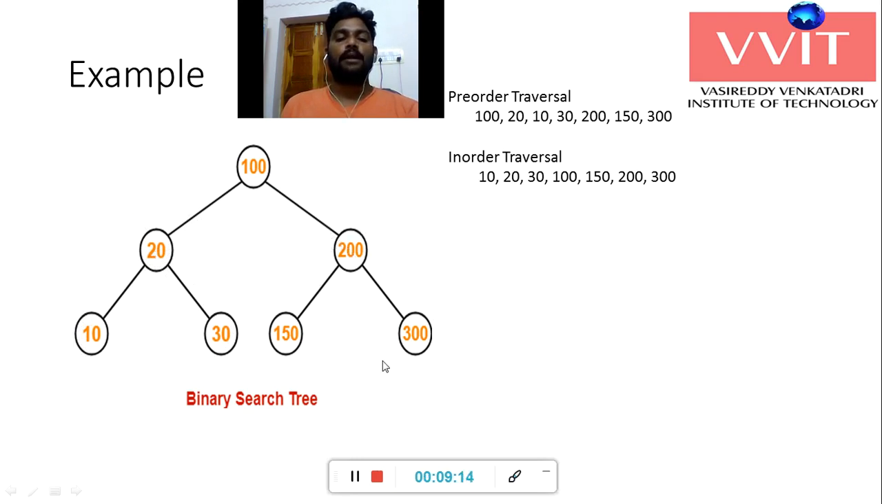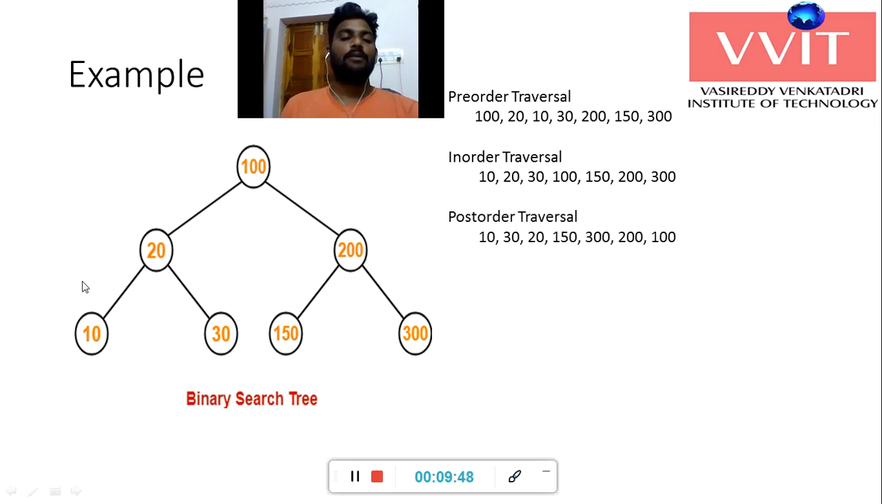In the right part, another subtree is there. In that subtree, 200 will act as the root node. In post-order fashion, we visit the leftmost value first, that is 150, then we visit the right subtree value, 300. Once the left is completed and the right is completed, finally visit the root node, 200. The left part of the root node is completed, the right part of the root node is completed, and finally visit the root node, 100. These are the post-order traversal elements.